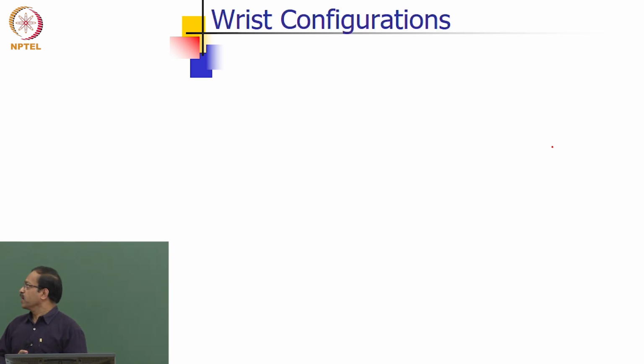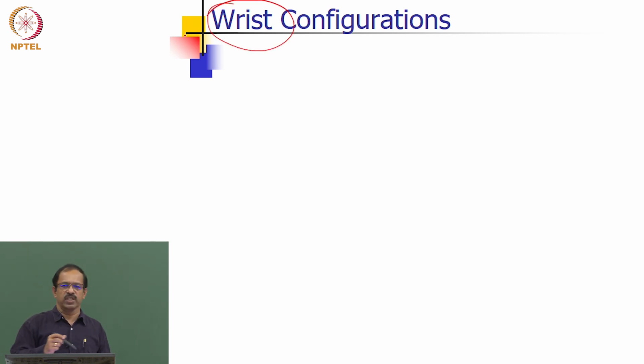Okay, so we'll stop here, and we'll just talk briefly about the wrist configurations also, how the wrist can be assembled, and then we move to the kinematic relationship in the next class. Thank you.